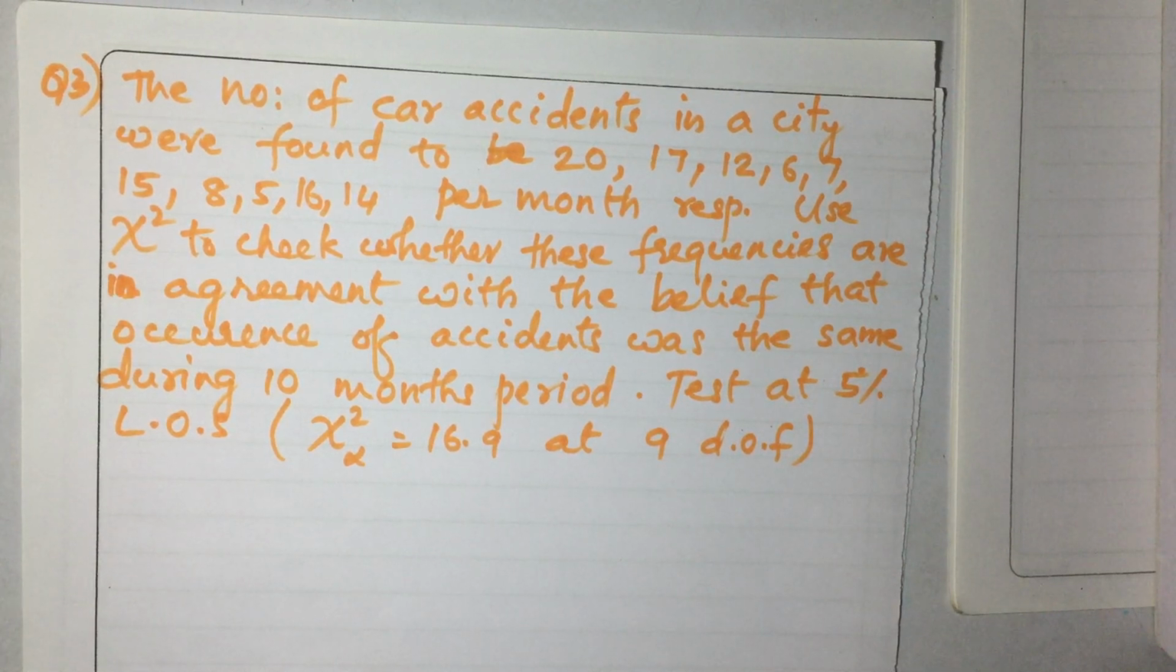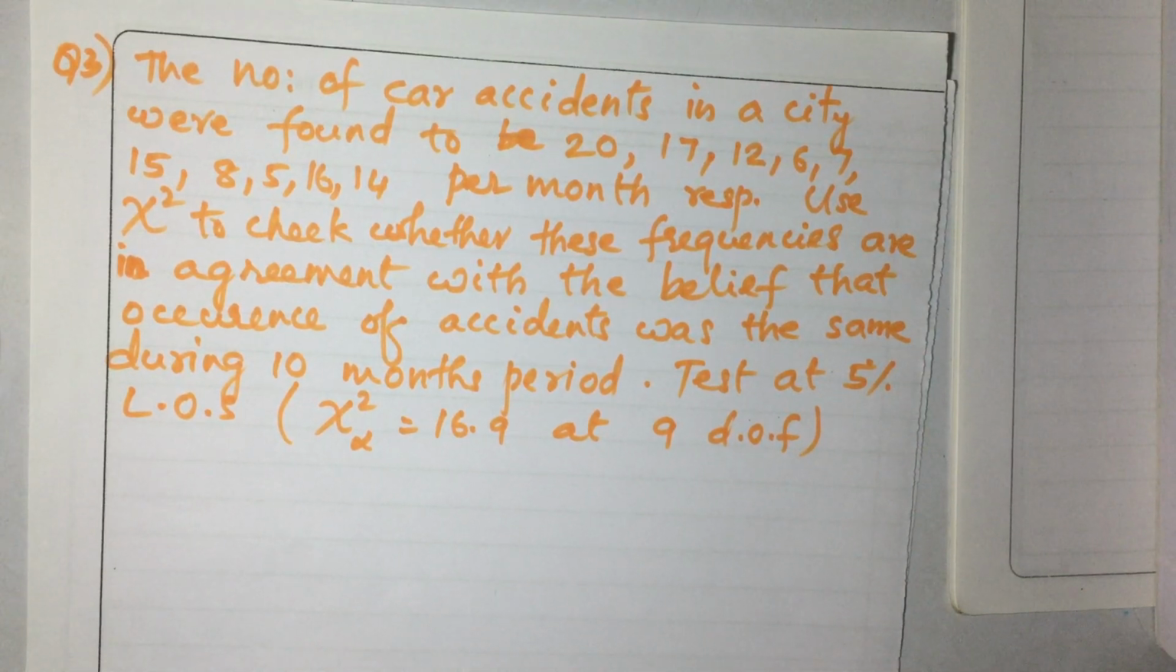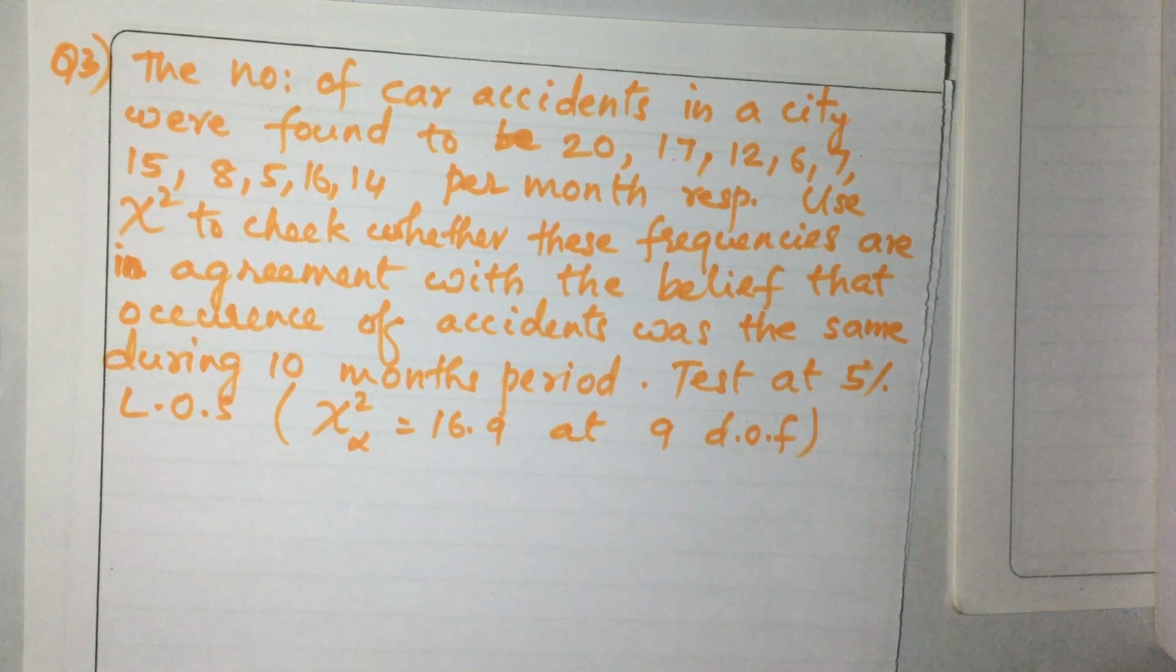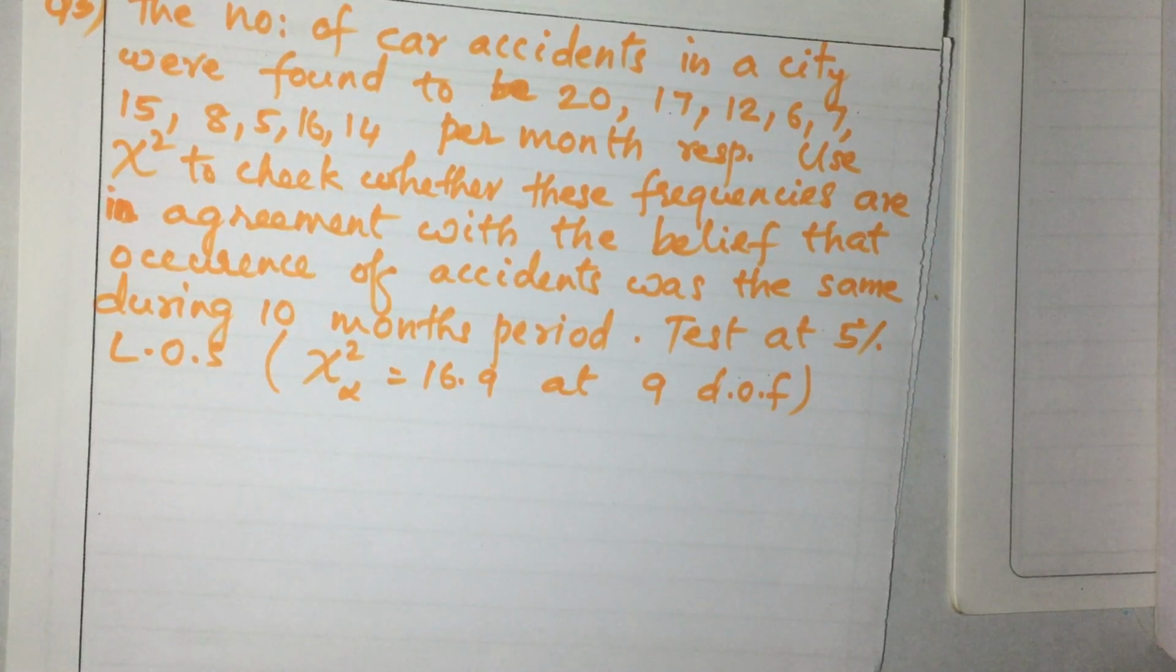The question is: the number of car accidents in a city were found to be 20, 17, 12, 6, 7 and so on per month respectively. So 1, 2, 3, 4, 5, 6, 7, 8, 9, 10 - the number of accidents in a city over 10 months is given here. Use chi-square to test whether these frequencies are in agreement with the belief that the occurrence of accidents was the same during the 10 month period.